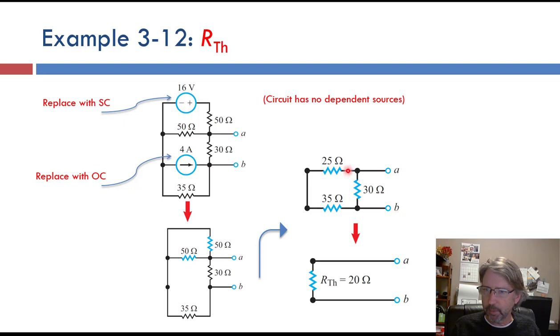Then we can look between A and B. The 25 and the 35 are in series, so we can replace those with those added together, and then that resistor would be in parallel with the 30 ohm. So 30 ohms in parallel with 25 plus 35 gives us our final answer. Might have to draw the circuit a few more times, but we get 20 ohms when we're done.